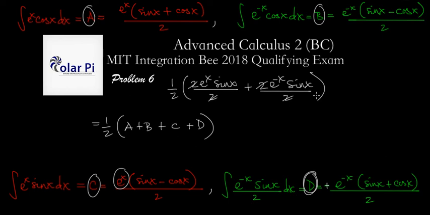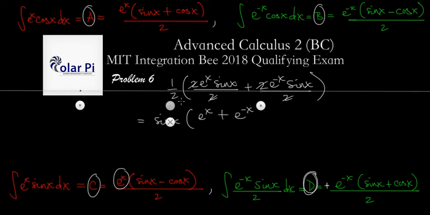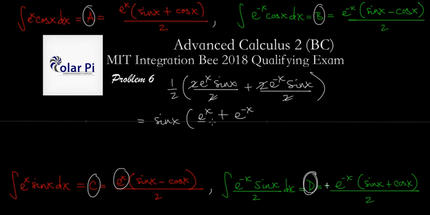And now what could you do with this? Well, first you can factor out a sine x, right? So you factor out a sine x, and then you'll have left e to the x plus e to the negative x divided by 2, which you reckon is cosh x. So our final answer is equal to sine x times cosh x, and then plus c.